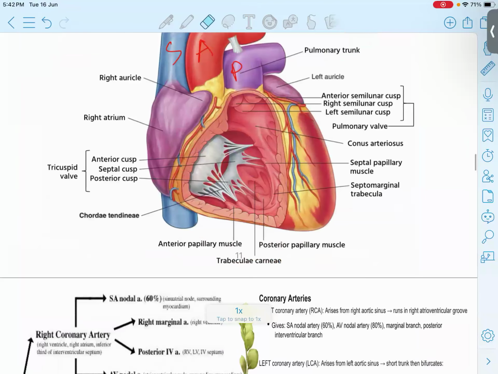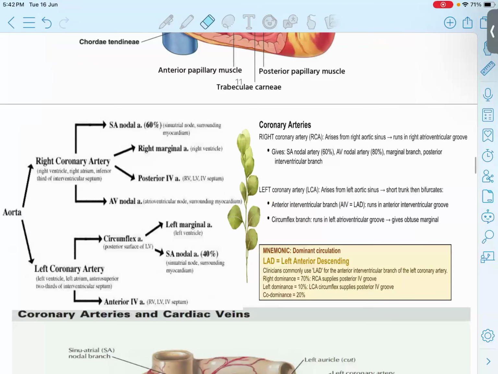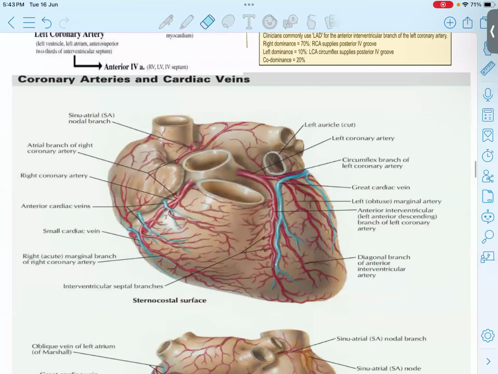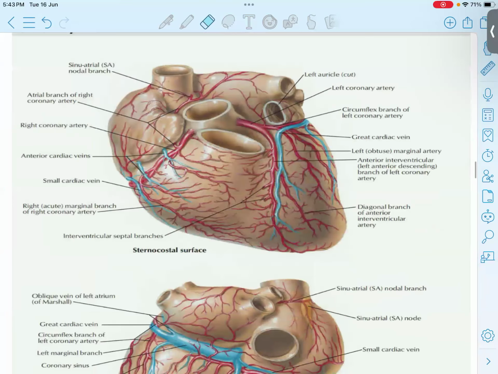So come to blood supply of the heart. First, I want to show you the image. I like to show the image first. Okay.